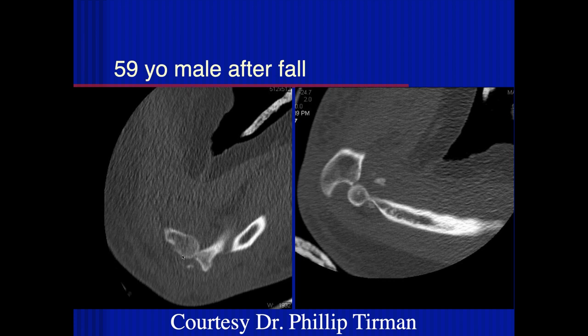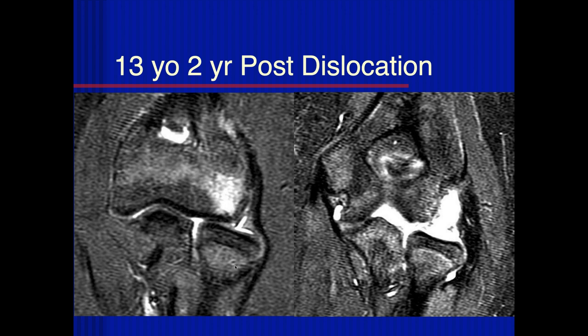So a 59-year-old male after a fall. We got CT images. Looks like an anterior dislocation. There's also, I think, a displaced coronoid process fracture. Right there, yeah. So this is just a fracture dislocation. Right. Hey, Michael, what do you think of this kid?